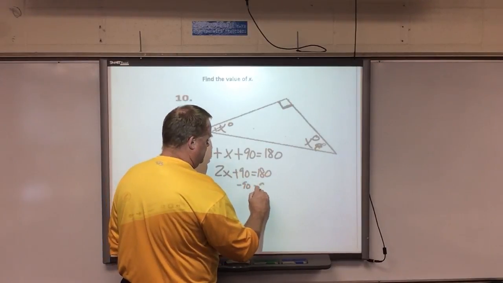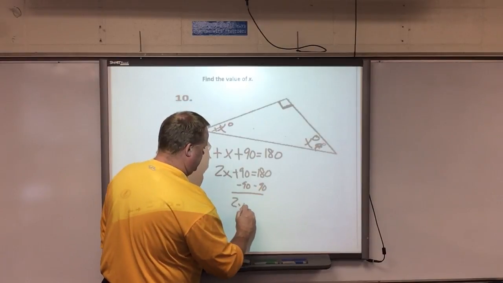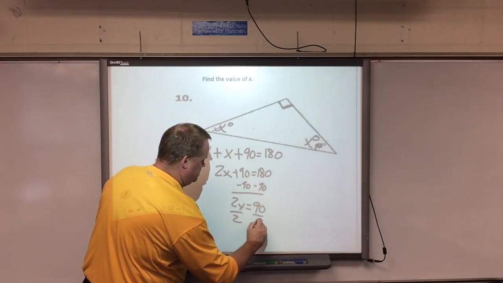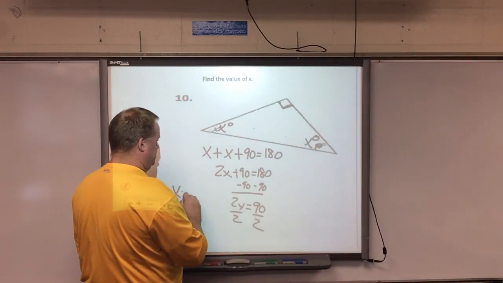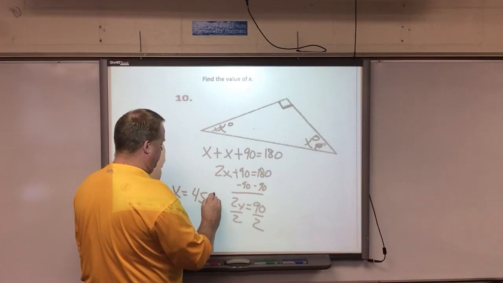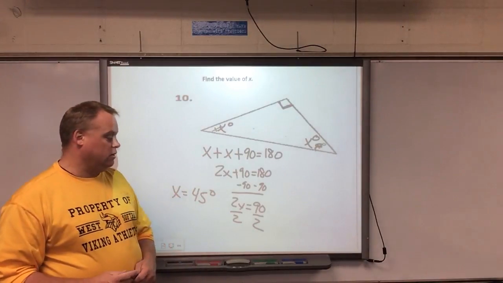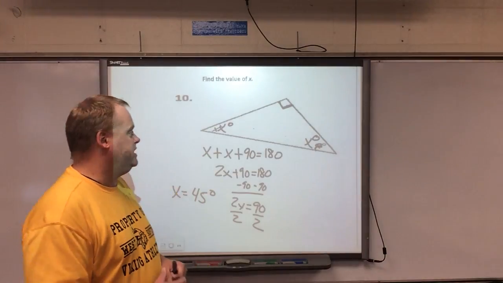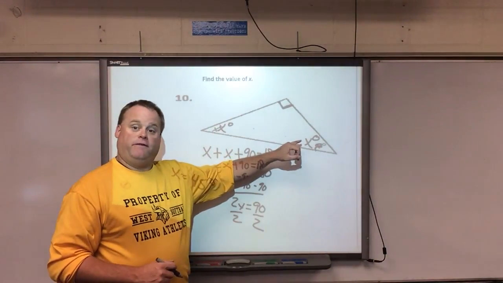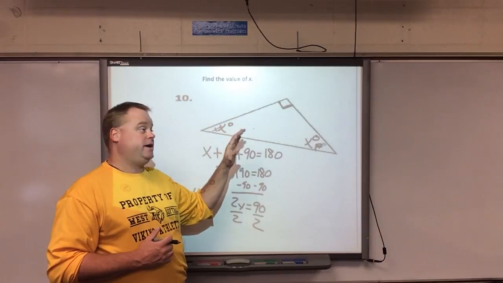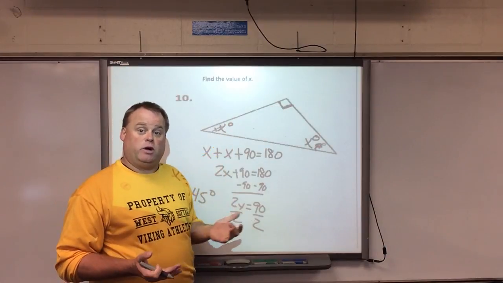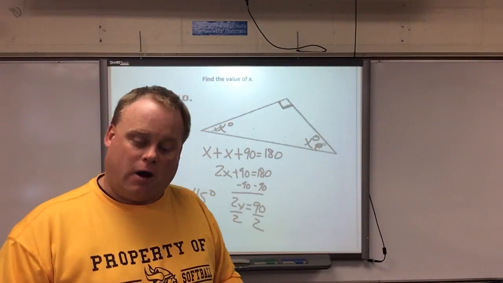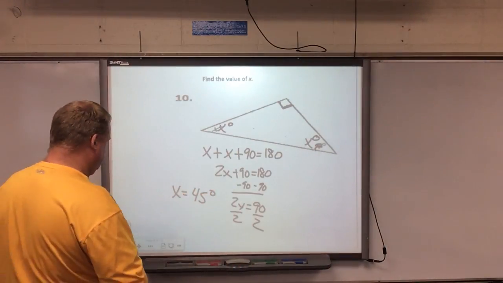Subtract by 90, 2x equals 90. Divide by 2, x is going to be equal to 45 degrees. So I know that x is going to be equal to 45. And that makes sense. 45 plus 45 is 90. Plus 90 is 180. That makes total logical sense. Okay? All right. Moving on.